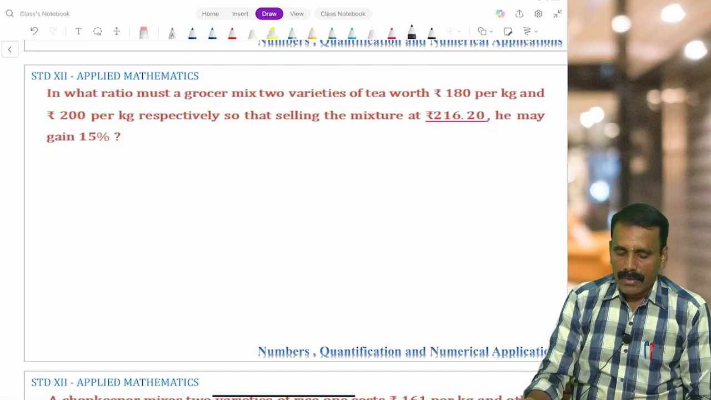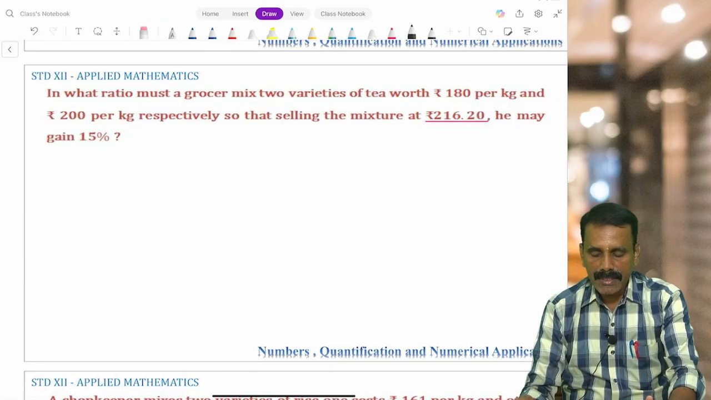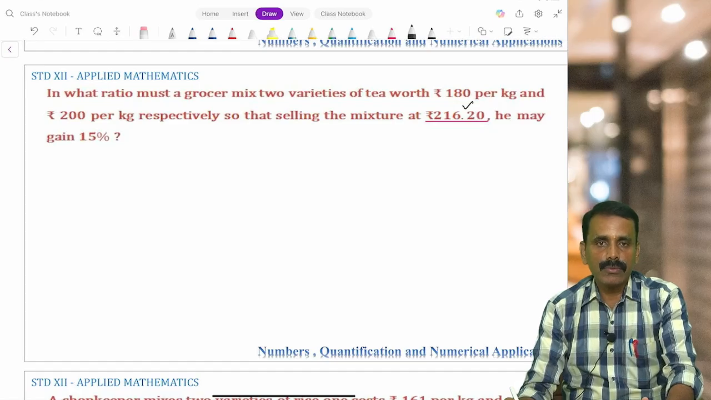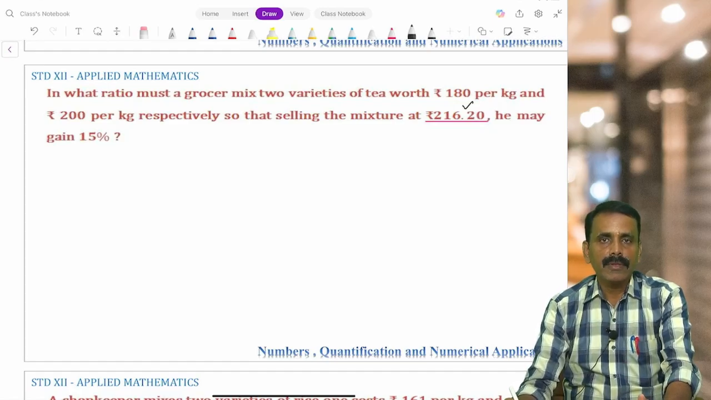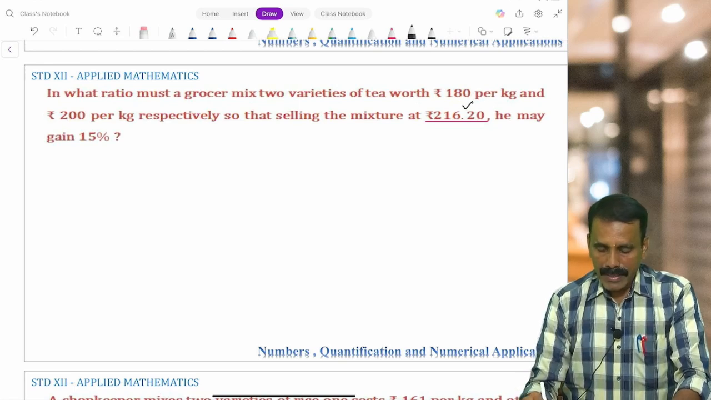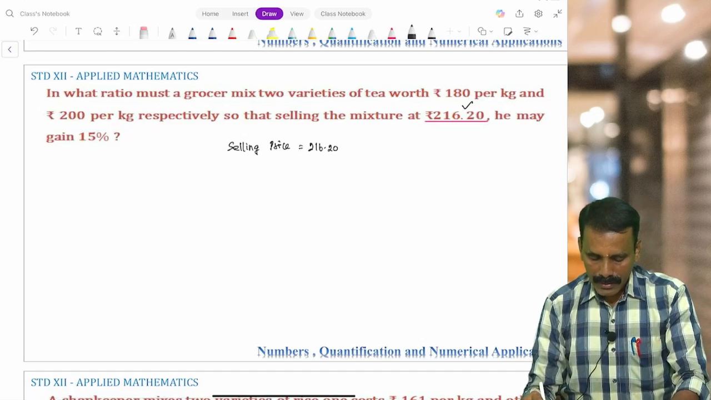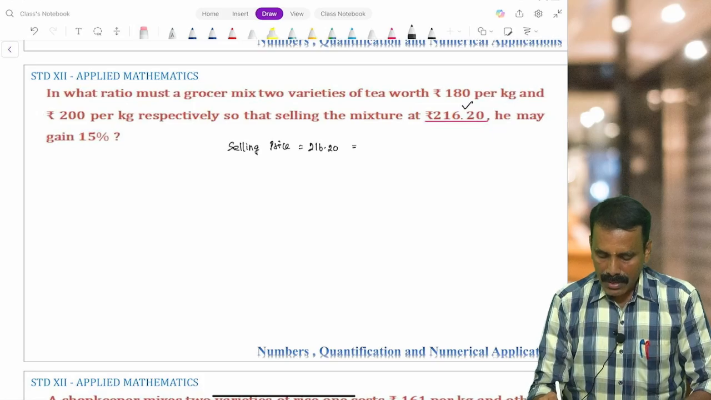Now, after fixing the profit of 15%, the selling price is going to be 216.20, 216 rupees 20 paise. Is it clear? Now we are supposed to find what will be the actual cost price. Do you understand? The selling price is 216 rupees 20 paise. Okay, and selling price is nothing but cost price plus profit.